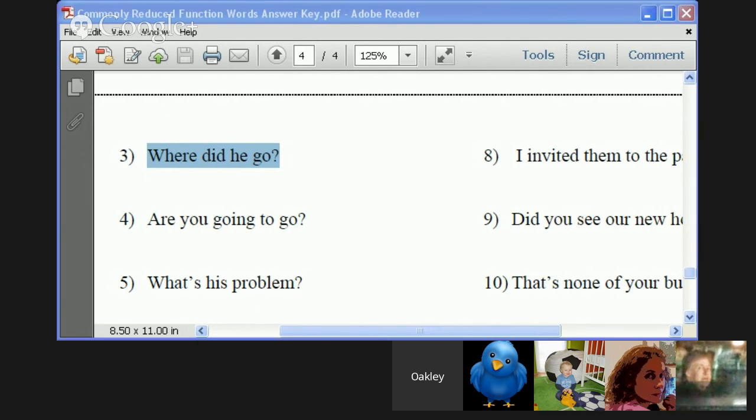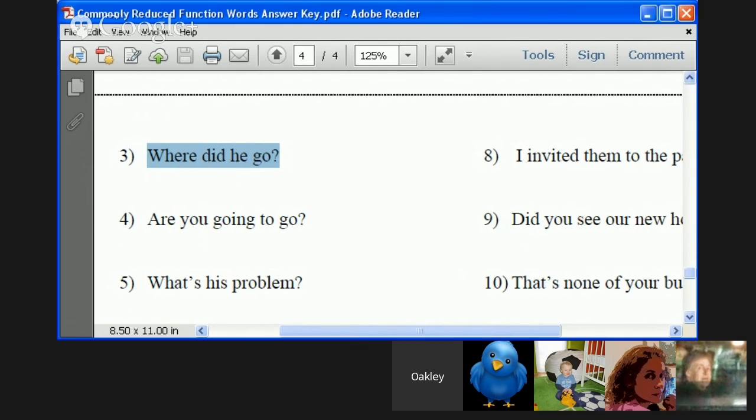Don't mean to blow your mind, but yeah, where'd he go? Oh my God! Oh, hey, where'd he go? Yeah, that would be very normal. But you're not wrong. Where did he go is also very common. Where'd he go? Even more informal.